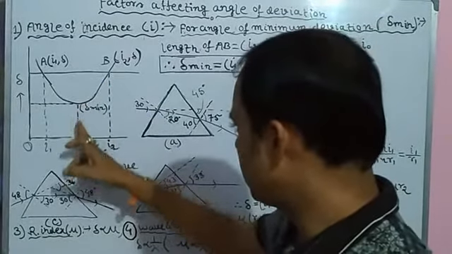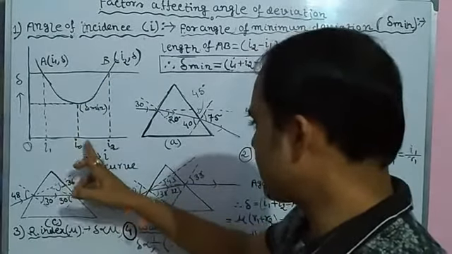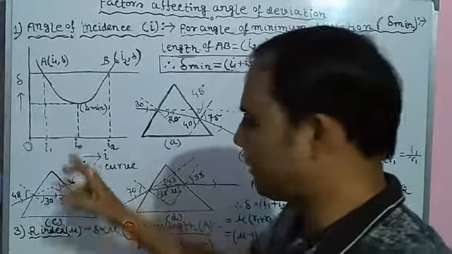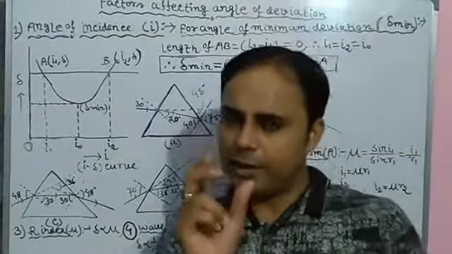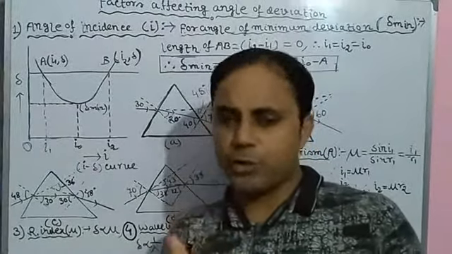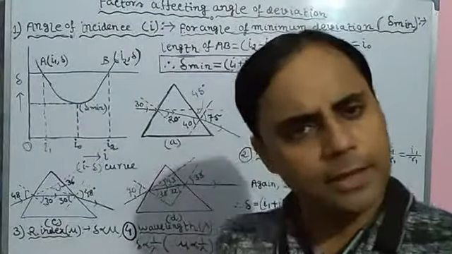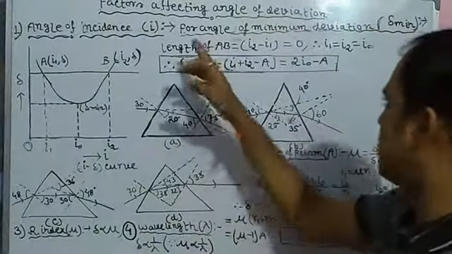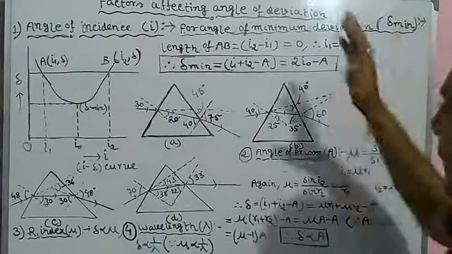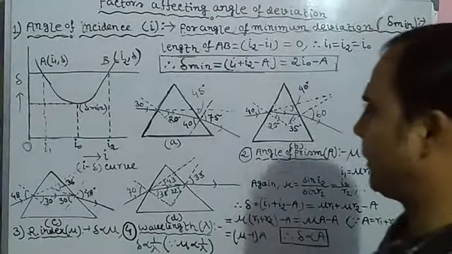So if we draw a normal on the x-axis, we will get a particular value of angle of incidence. Since the angle of incidence has a definite, single value here, obviously the position of the prism will also be unique, that is only one position. This angle is called the angle of minimum deviation, delta minimum, and the position is called the position of minimum deviation.